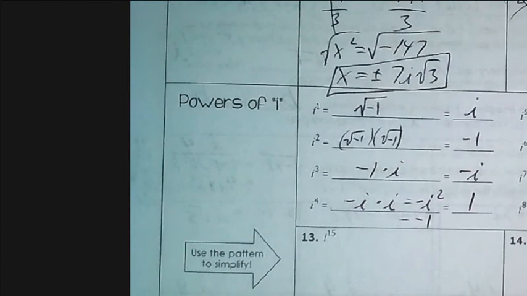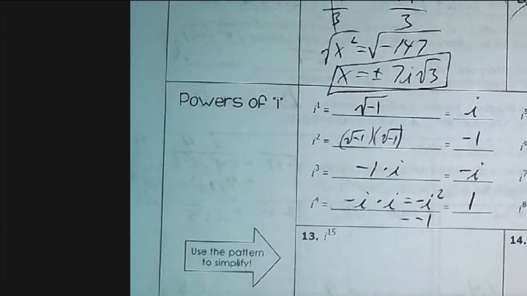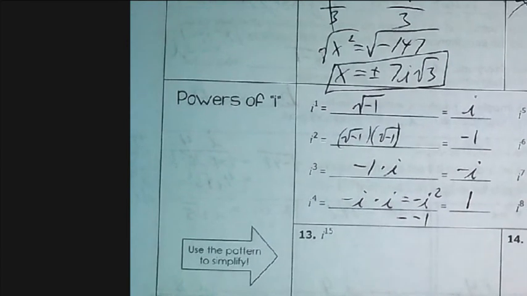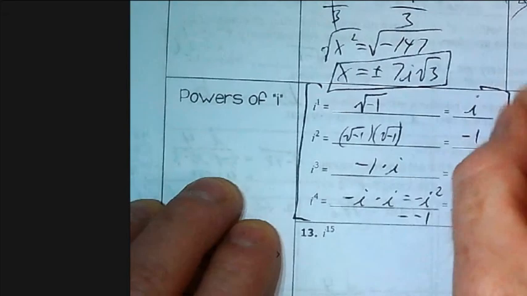1, negative 1. What would i to the 11th be? Negative i. What would i to the 12th be? 1. Okay, so there's this pattern that's developing. There's only 4 possibilities, so you only need to know 4. These are the first 4 and the 4 that you need to know.